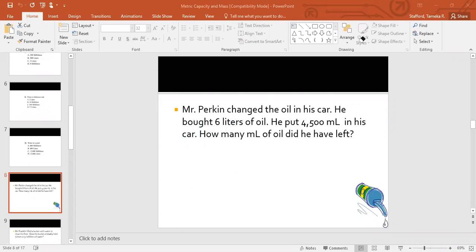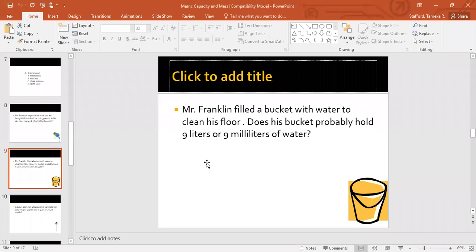All right, next one. Mr. Franklin filled a bucket with water to clean his floor. Does his bucket probably hold 9 liters or 9 milliliters of water? So if he's trying to clean that floor, it's definitely not going to be 9 milliliters because we know that 9 milliliters would be 9 drops. So the best answer would be 9 liters.